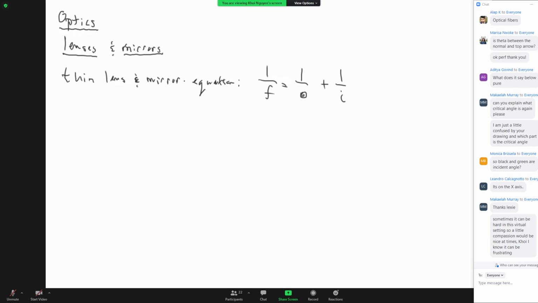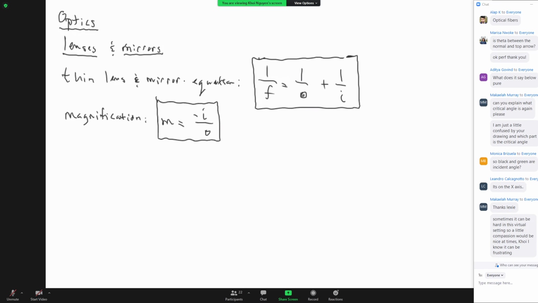The other equation that you need to know for your optics is your magnification. Magnification is simply negative I over O. That's a general equation for each. So we need to know both equations, and we're going to define each one of these terms in a second. It's not theta, sorry, it's O. Object distance from the device, I is image distance from the device, and F is focal length.